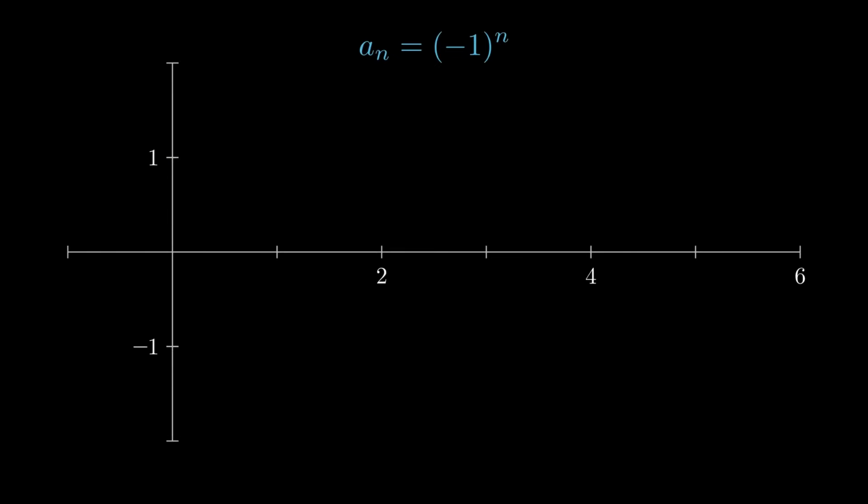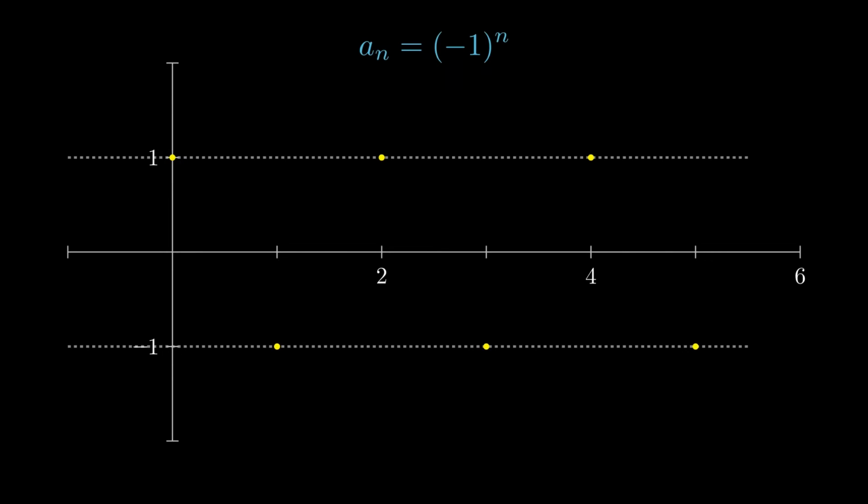Example number 4. Take the sequence negative 1 to the n. Let's plug in for n. When you plug in 1, you get negative 1. When you plug in 2, you get 1. When you plug in 3, you get negative 1. As you can see, there are only two numbers that exist in this sequence, which are negative 1 and 1. So, when you plot it on the graph, you will get a switching pattern, which means that you are not approaching any exact number. So, this is a divergent sequence.